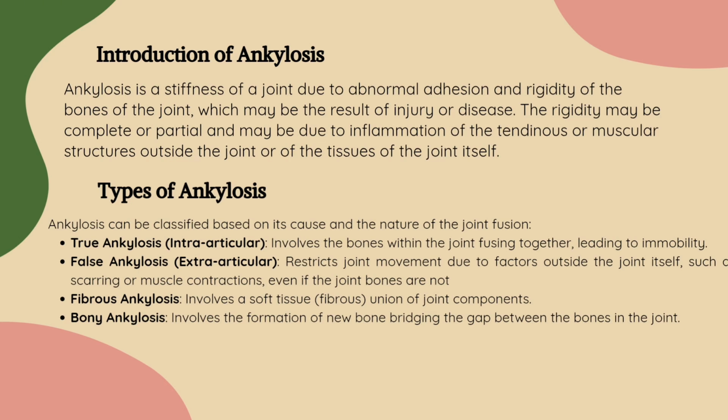Types of ankylosis. Ankylosis can be classified based on its cause and the nature of the joint fusion. First is true ankylosis, intra-articular. It involves the bones within the joint fusing together, leading to immobility. Second, false ankylosis, extra-articular. It restricts joint movement due to factors outside the joint itself, such as scarring or muscle contractions, even if the joint bones are not fused.